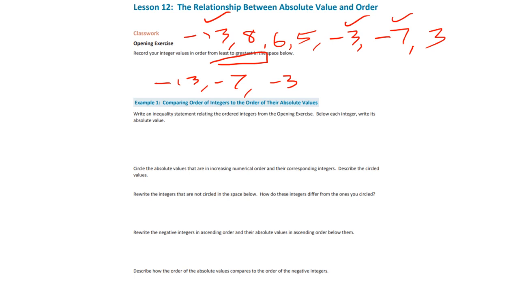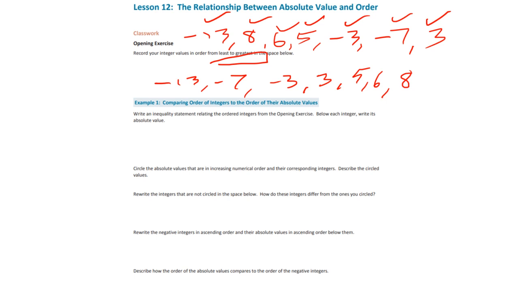Then the next, so now we're going least to greatest, so smallest number to biggest number. The smallest positive number I see is the number 3. Next smallest positive I see is the number 5, then 6, and then 8 is the largest positive number that I see.